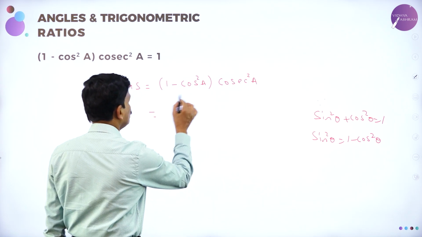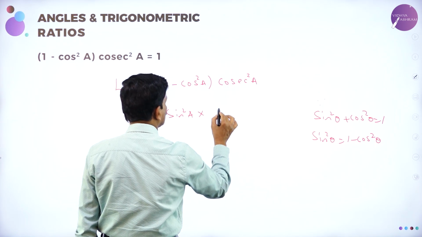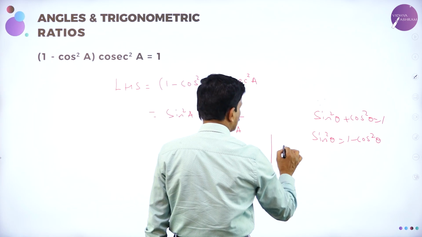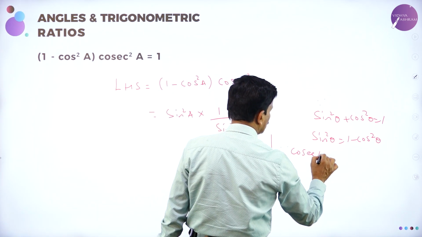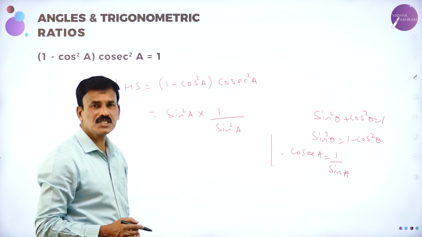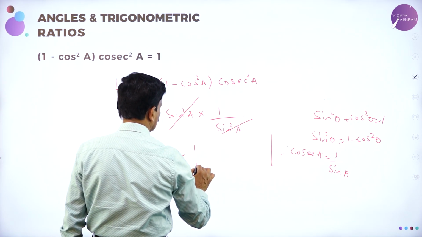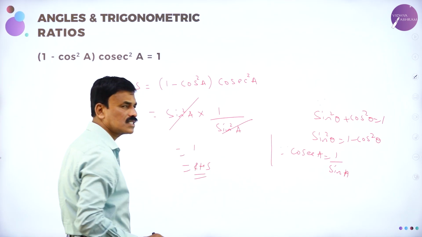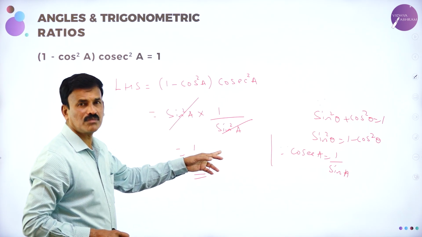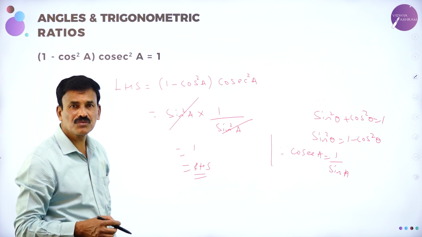Now, here 1 minus cos square A can be written as sin square A, into this cosecant square A, which can also be written as 1 over sin square A, because the reciprocal relation for cosecant A is cosecant A equal to 1 over sin A. So cosecant square A is 1 by sin square. This sin square and sin square get cancelled, that's equal to 1, which is our required RHS. That's it, very simple. So 1 minus cos square is sin square, cosecant square is 1 by sin square and sin square gets cancelled, that's equal to 1, which is the required answer.